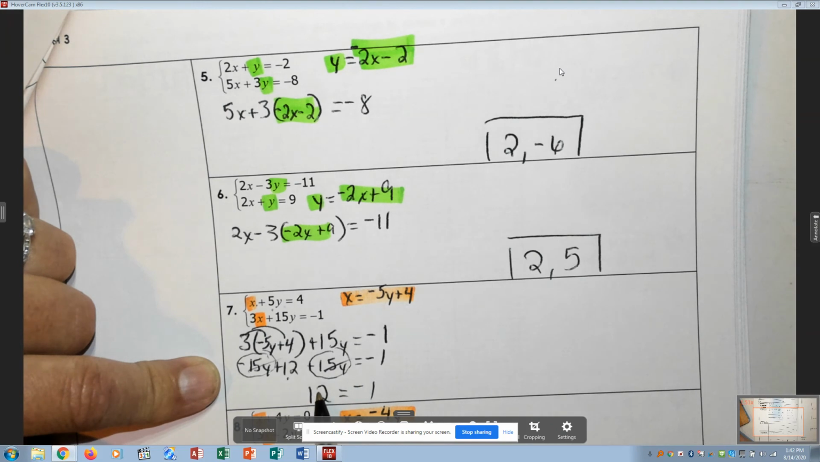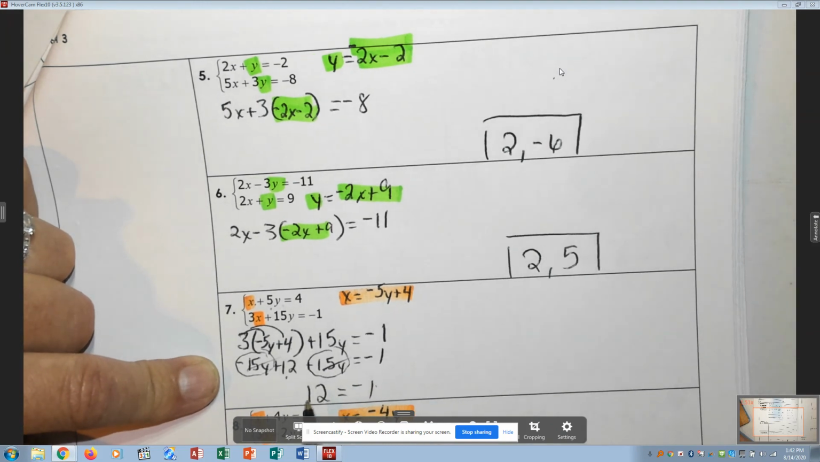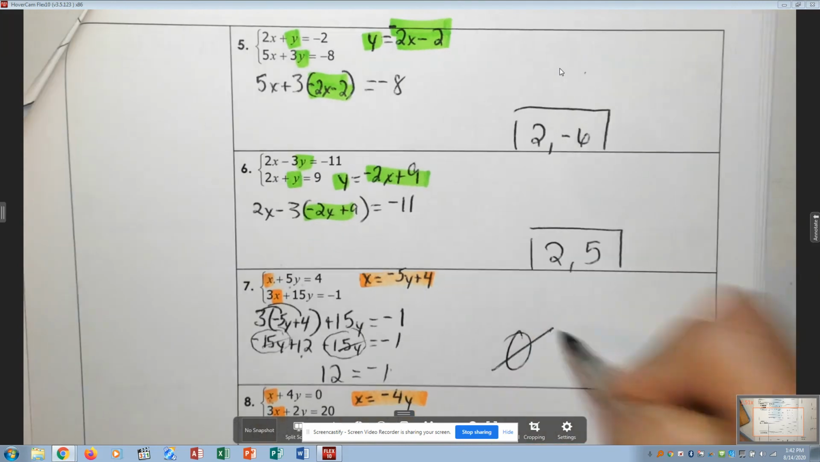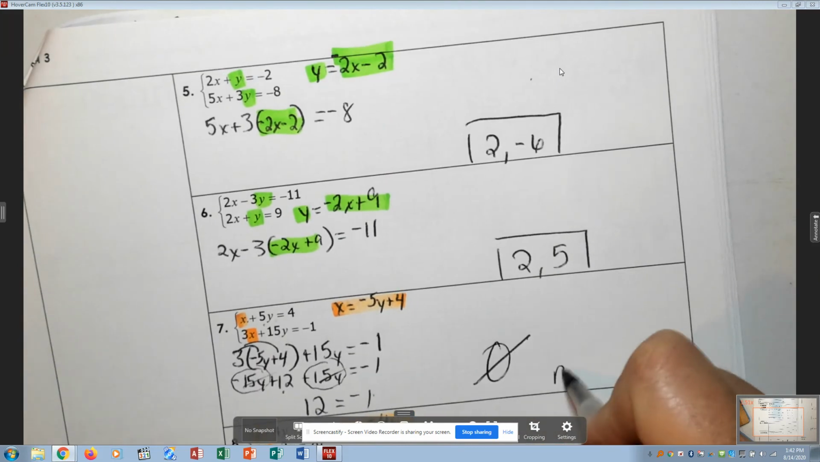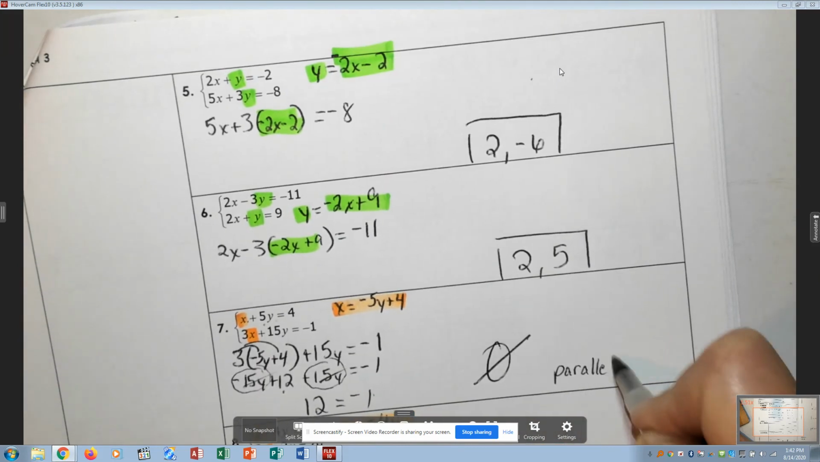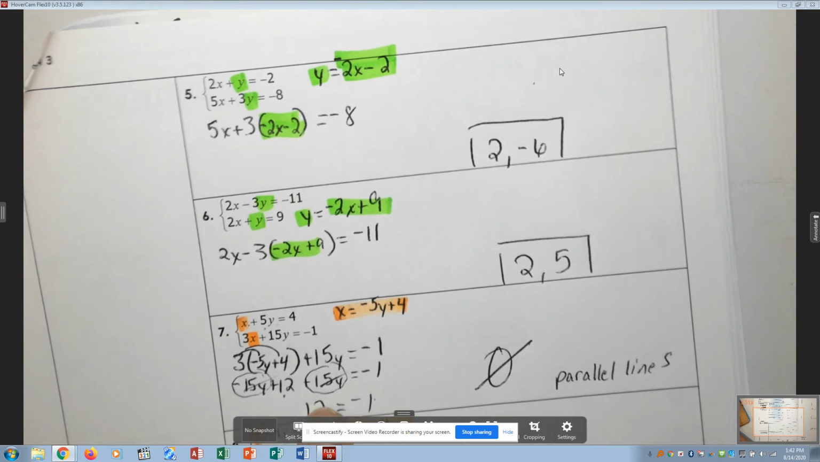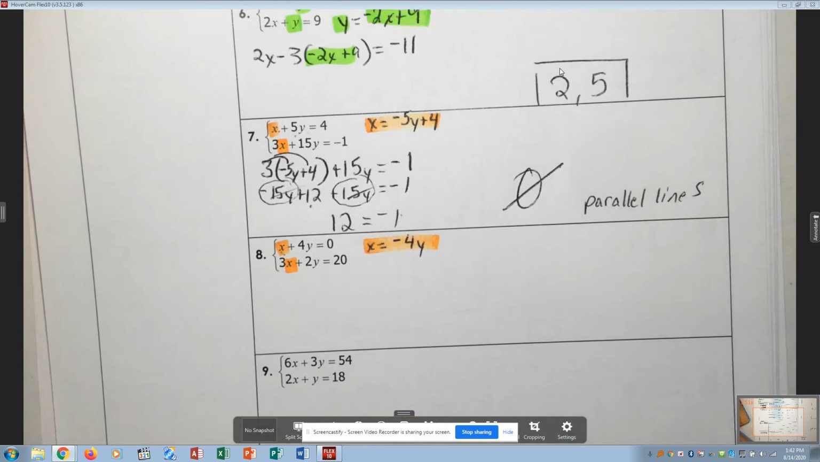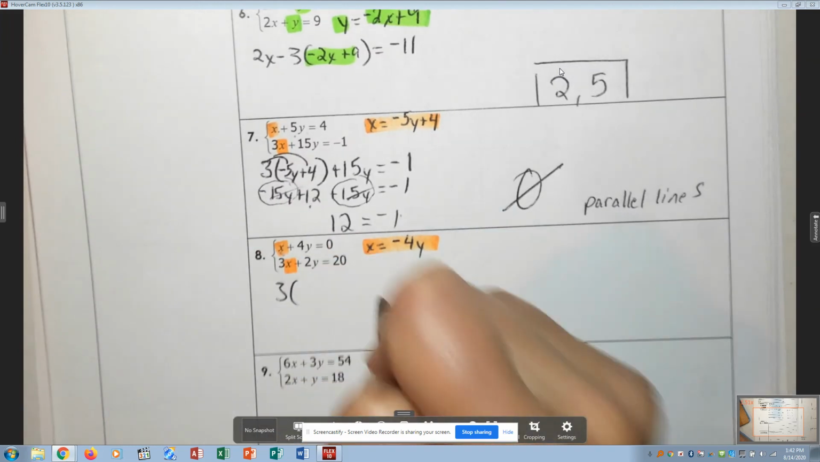So if you get a situation like this, where the variable is gone and the left side does not equal the right side, this is an example of no solutions. These would be parallel lines. If you were to graph these babies, this would have been two parallel lines. Okay, can you try, please, to do 8?